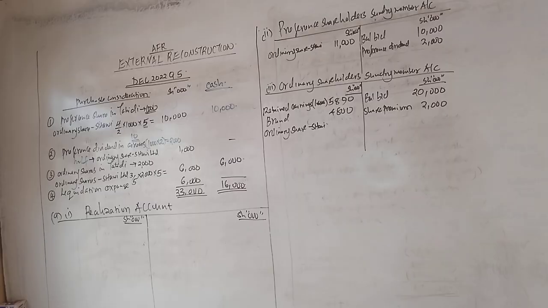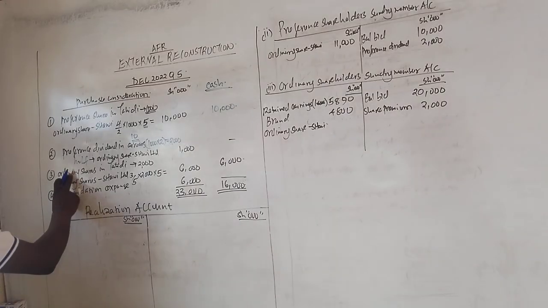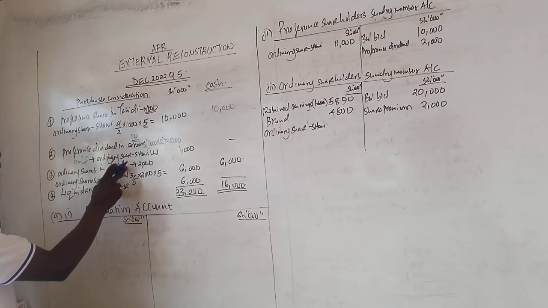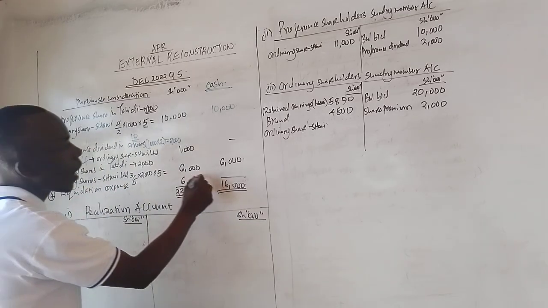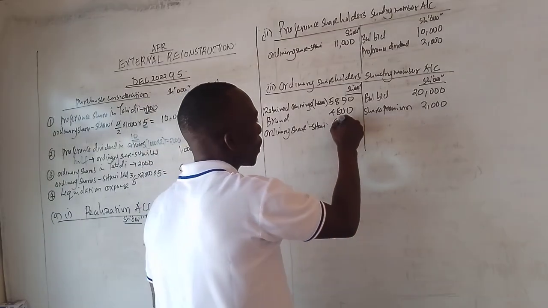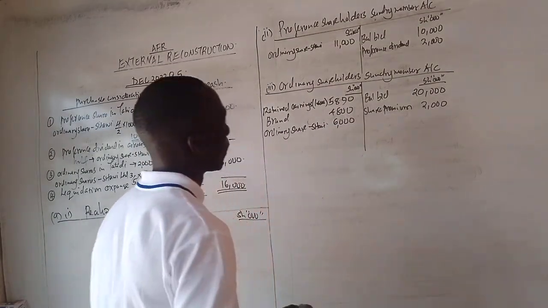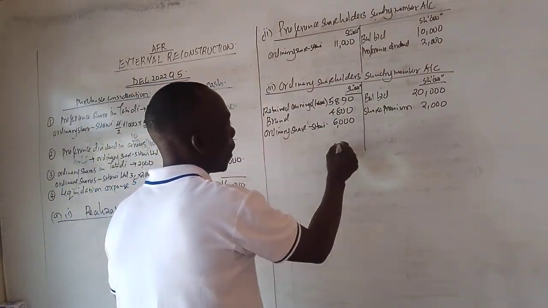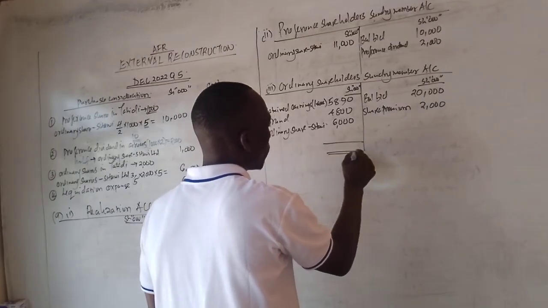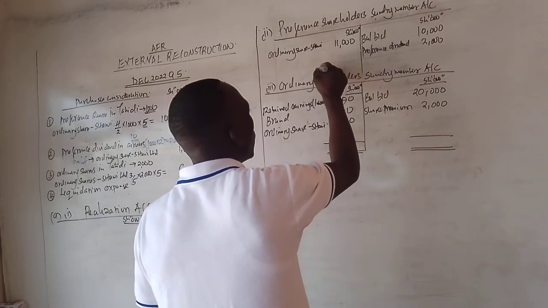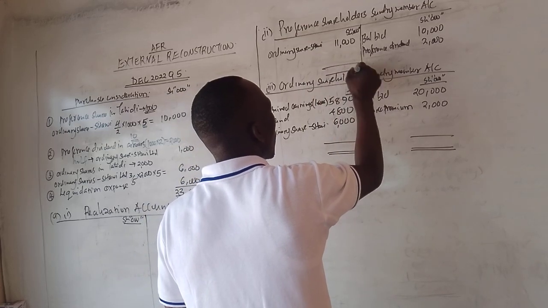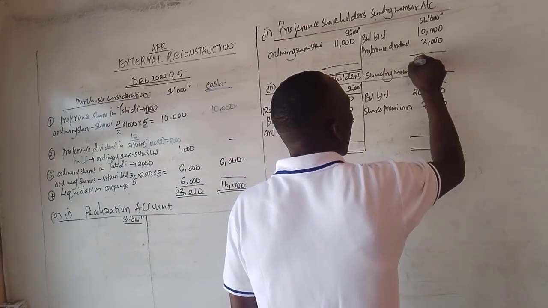Let us go to the ordinary shares. It is note number 3. They were given ordinary shares in Stawi Limited. Worth how much? Worth 6,000. Then from there, I think there is no more information. We can balance our account here.